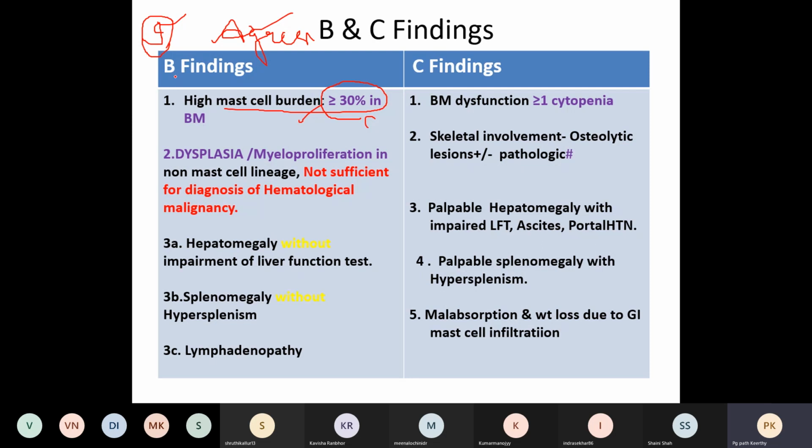Now this is the borderline finding. What can be the critical finding of this? These are burden, meaning they are proliferating so much that they are not letting the other lineage cells proliferate, right? That leads to more than one cytopenia. So you have to interpret like this. High burden of mast cells, more than or equal to 30% in bone marrow, is a borderline finding. What can be a critical finding of this should be its presence with more than one cytopenia.